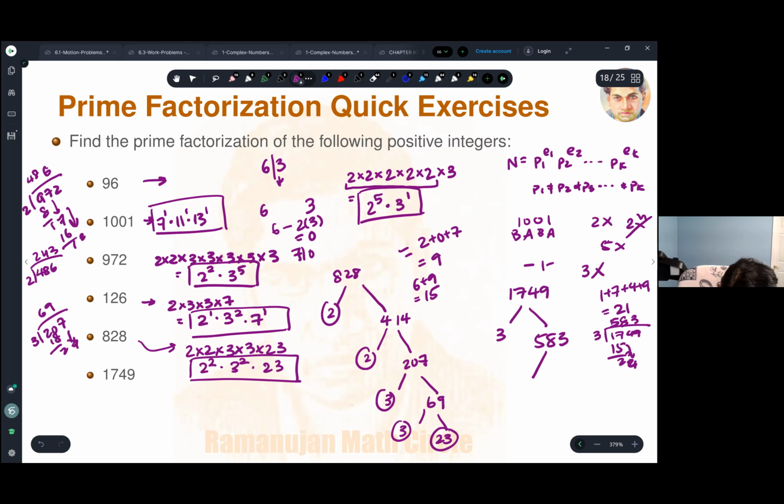Now 583, let's try 3 again. 5 plus 8 plus 3 is equal to 16. So that's not divisible by 3. So after 3, next in line we have 11. So we're going to try 11. 583, let's write it over here.